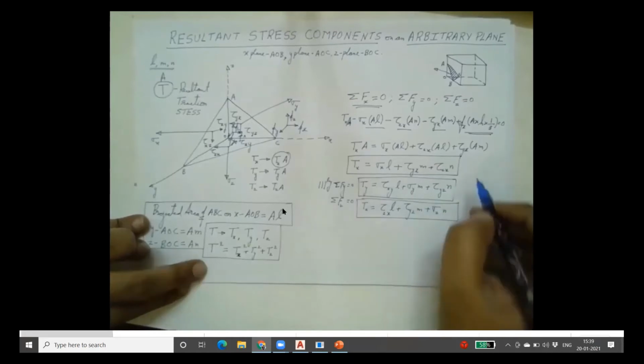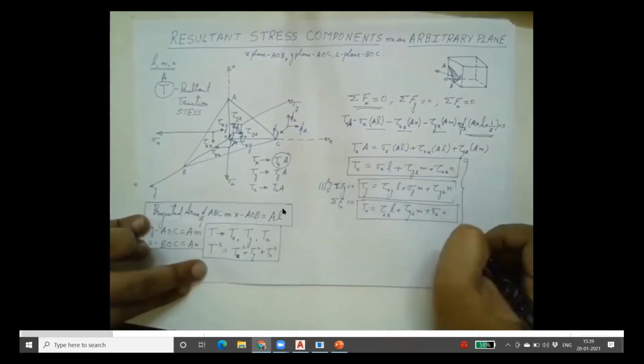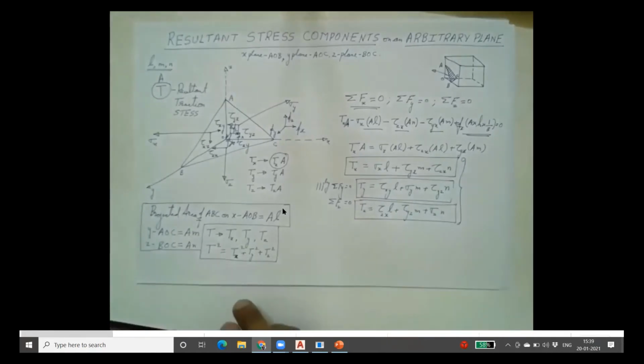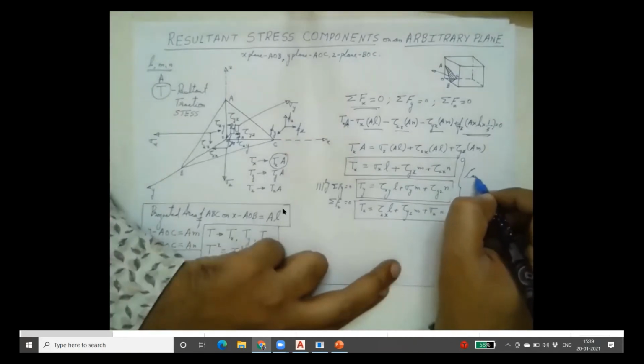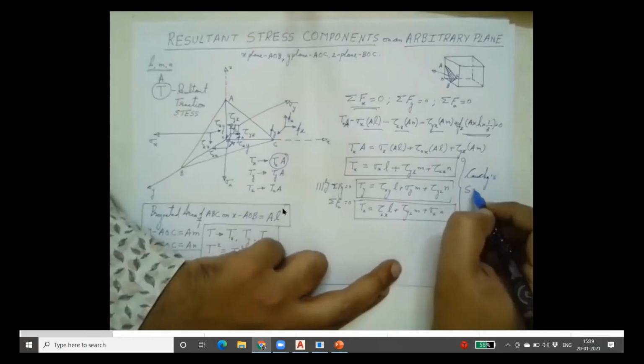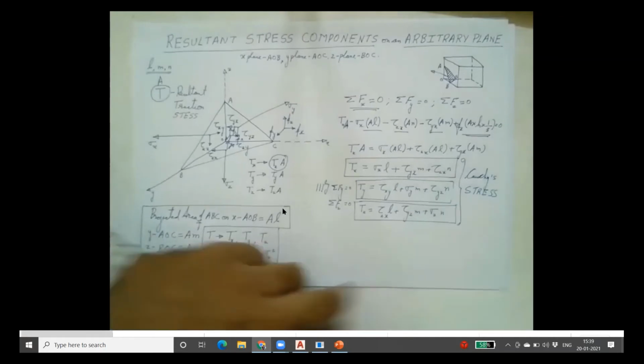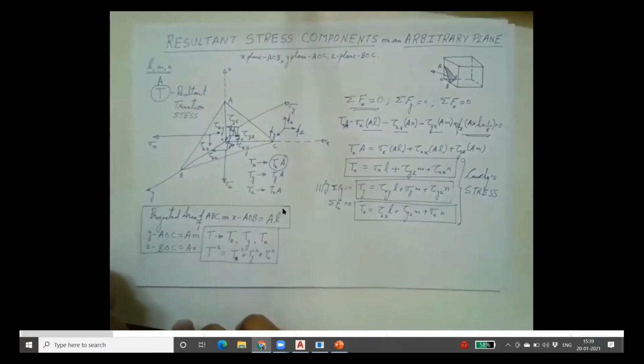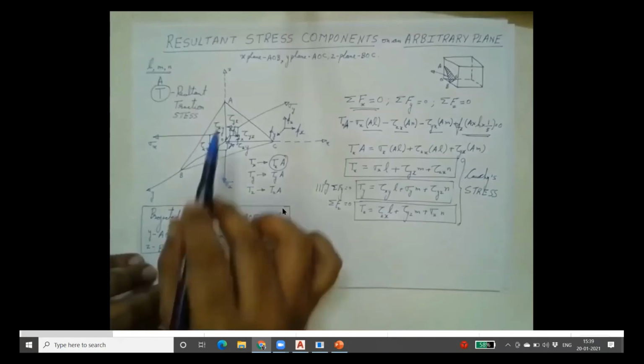So these three equations are called Cauchy's stress relation. Cauchy's stress relation will give you the components of the resultant stress acting on plane ABC.